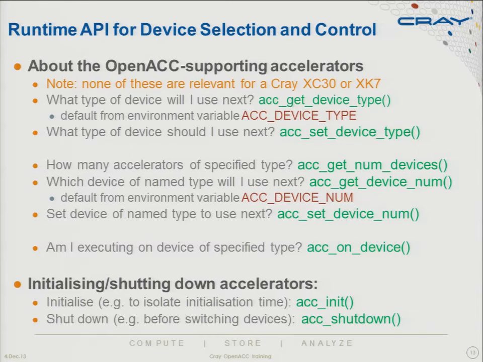There's ACC init, ACC shutdown. The Cray runtime does that for you automatically. You might choose to use the ACC init right at the start of your program if you wanted to get the GPU initialized early so that it didn't show up when you run your first kernel. Otherwise, when you run your first kernel, it seems slow because it includes the initialization time. So if you want to do the initialization early, you can call this. You don't need to shut it down on a Cray system.